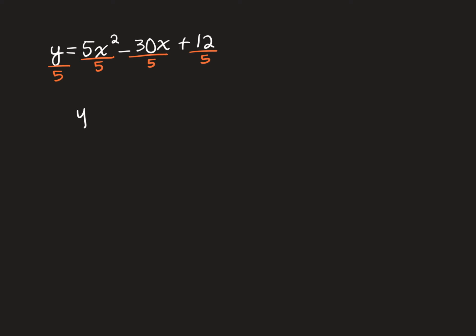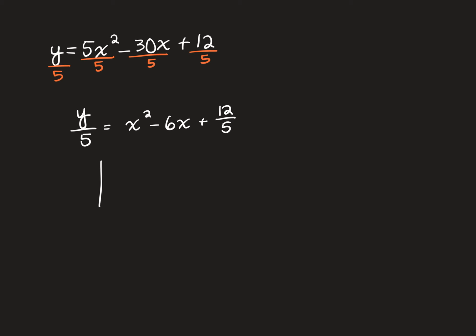So what that does is it gives me y over 5 equals 1x squared minus 6x plus 12 over 5. Now I'm going to leave it as a fraction. I know you guys don't love fractions, but it's probably better this way. If you really wanted to write it as a decimal, you could. I just try really hard to keep things in exact form anytime I can. So we would go through our process of completing the square.